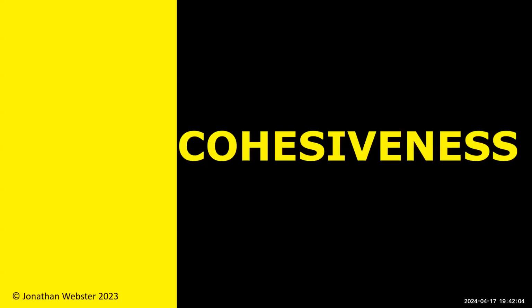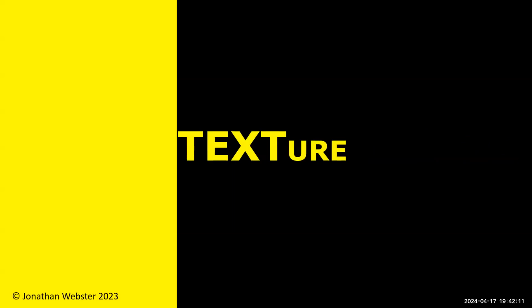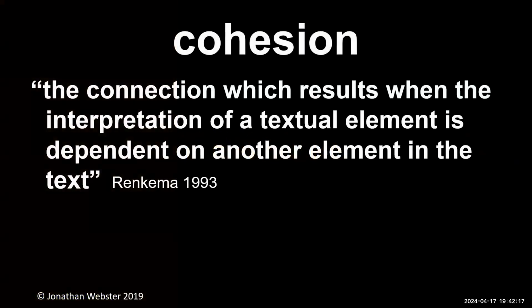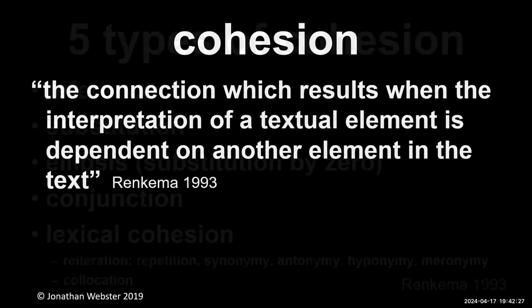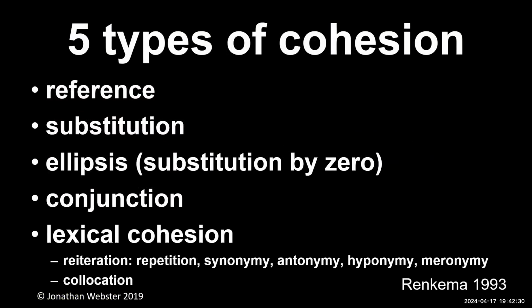Lectures 3 and 4. What's cohesiveness? Cohesiveness is what we've defined as the texture. What is cohesion? Cohesion is where there is one element that is dependent for its interpretation on another element within the text. There are 5 types of cohesion. Reference, the use of pronouns. Substitution, the use of the verb "do" instead of another verb. Ellipsis, leaving something out because you perhaps already said it. The use of conjunction, and the use of lexical cohesion.